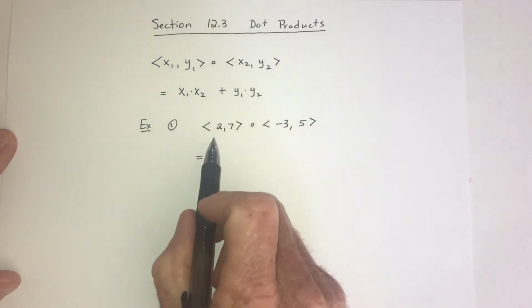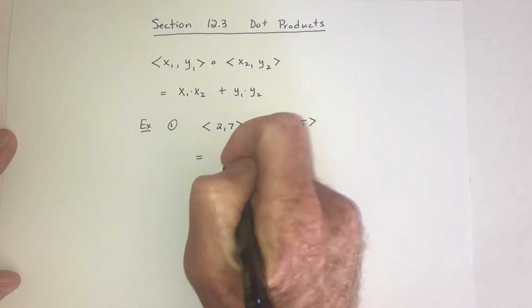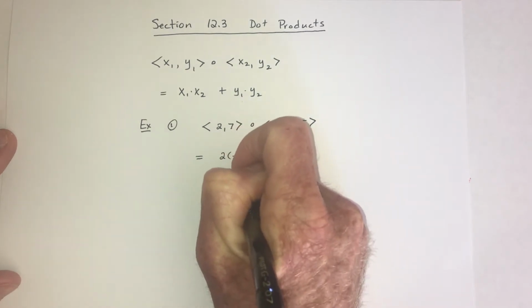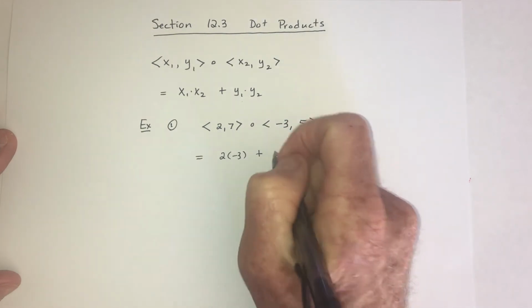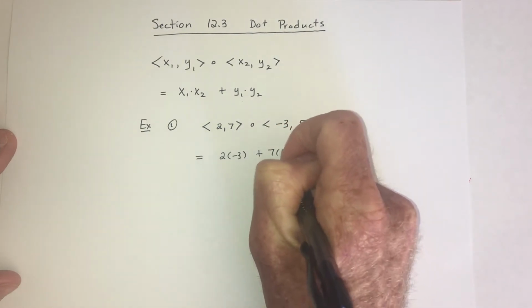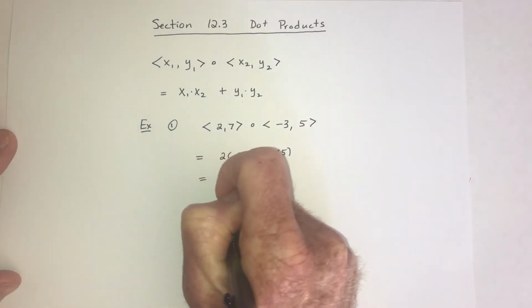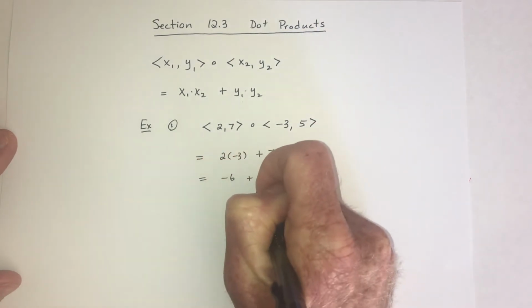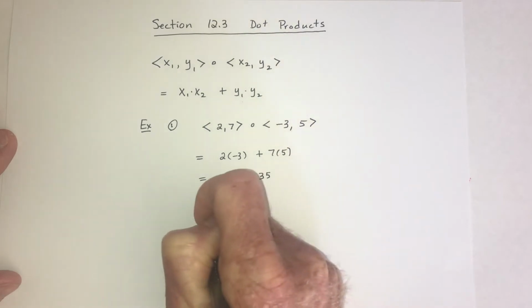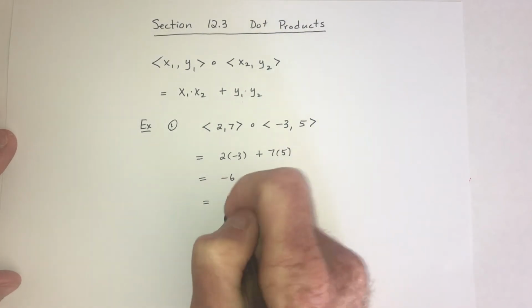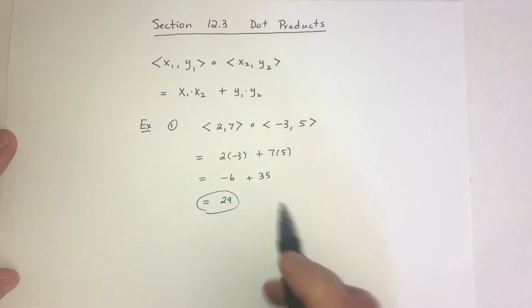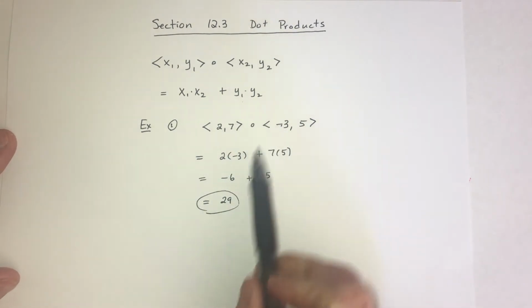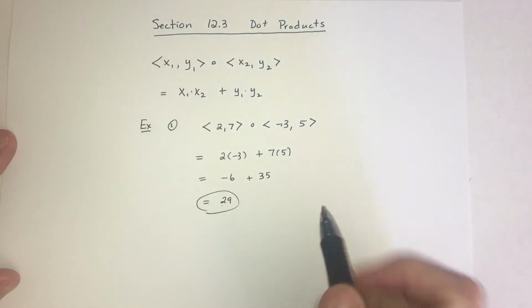So multiply the x with the x, so that's going to be 2 times negative 3 plus the y and the y, 7 times 5, and this is going to be negative 6 plus 35, and that is going to be 29. It's as easy as that. So you're starting with two vectors. When you find the dot product, you get just a number.